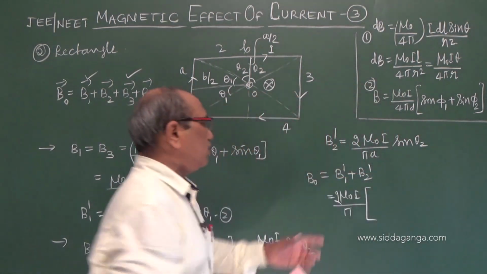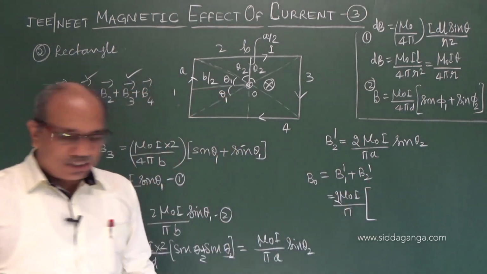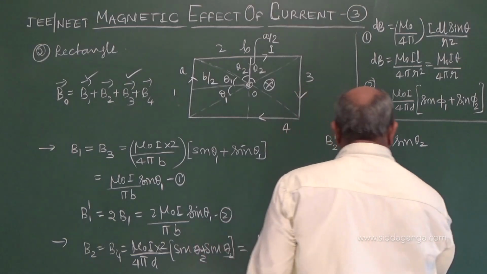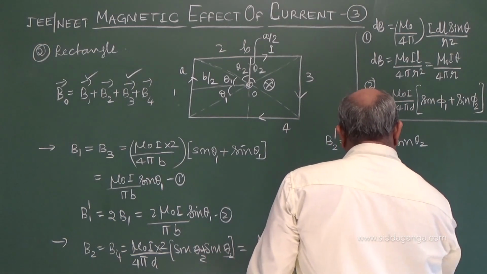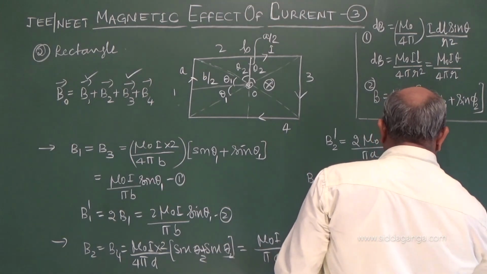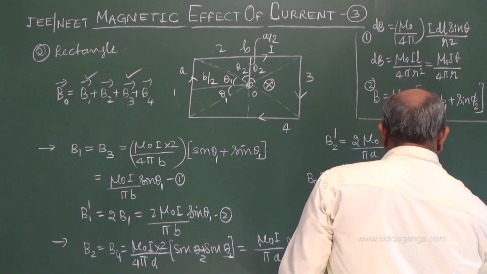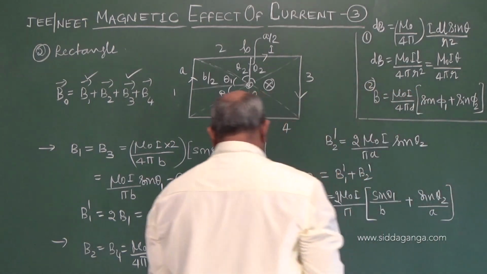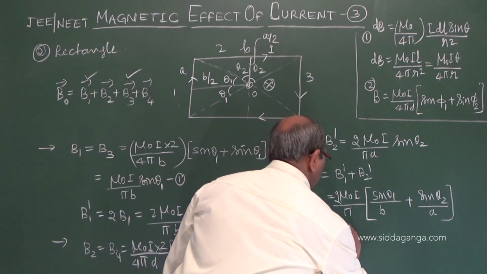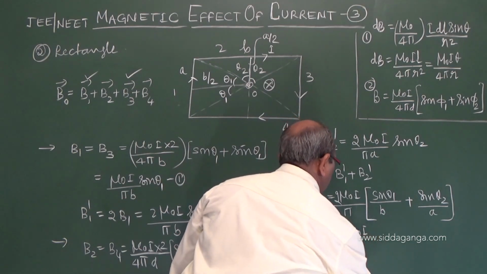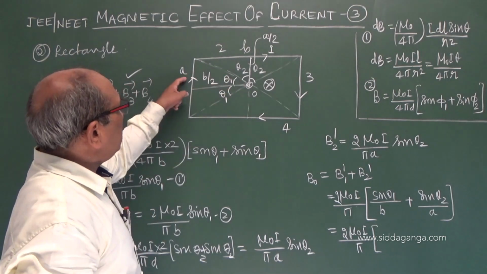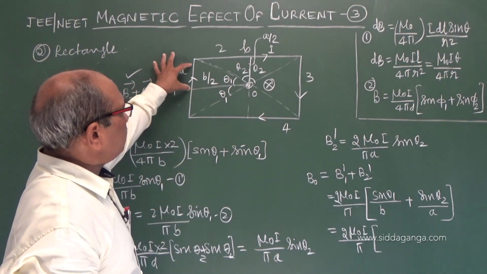2 mu naught I upon pi is common for both. So we get 2 mu naught I upon pi into sin theta 1 upon b plus sin theta 2 upon a. That we obtained. If I simplify further, mu naught I by pi, sin theta 1 is a by 2. This is a by 2.